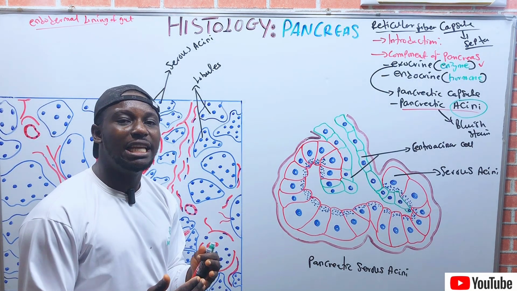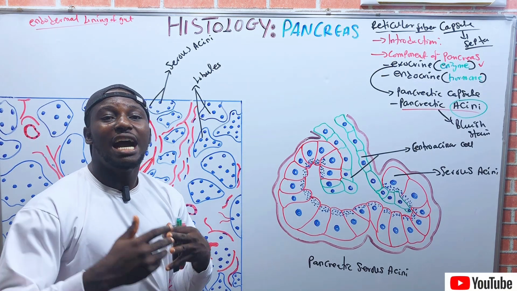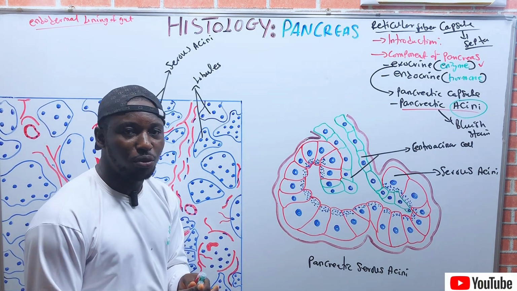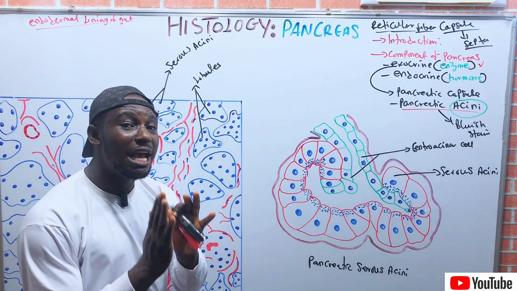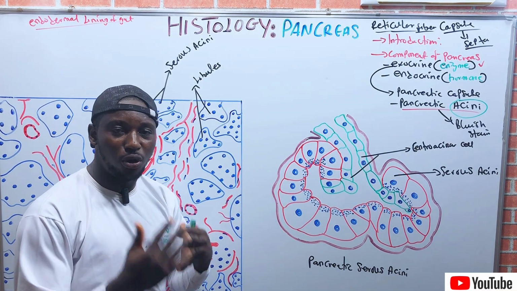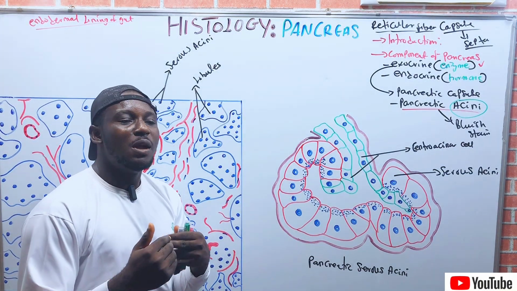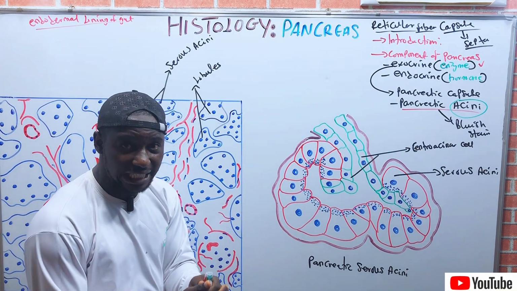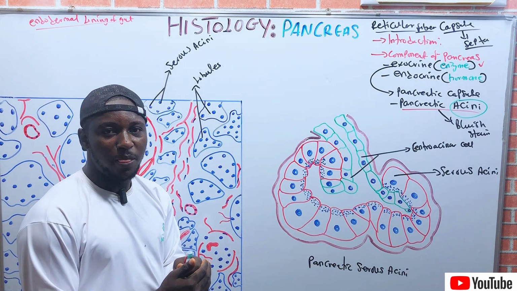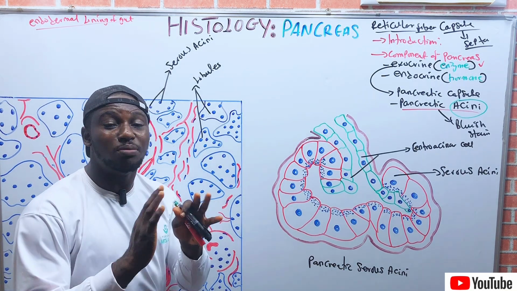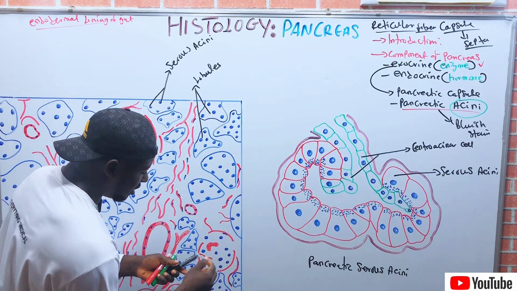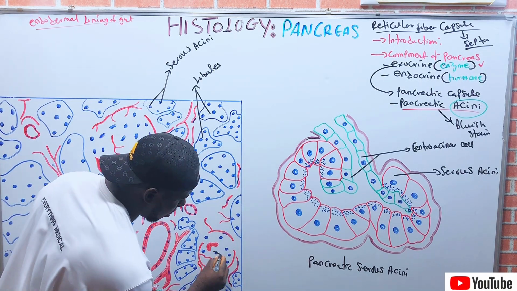They are usually pale in appearance, arranged in a group surrounded by numerous blood vessels. You have to understand that the islet of Langerhans or the pancreatic islet is richly supplied with blood vessels, right? So this is it here.